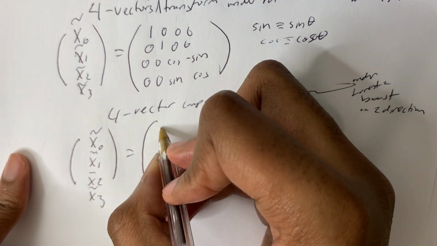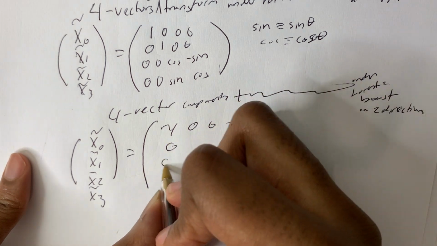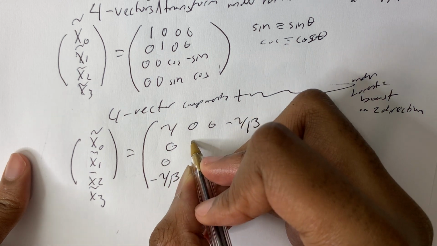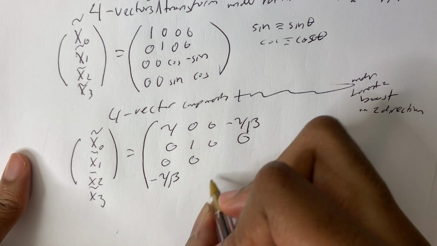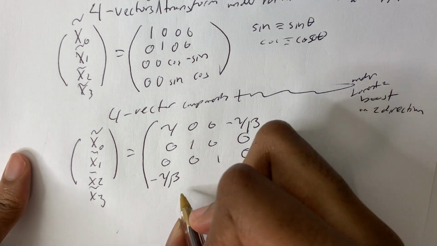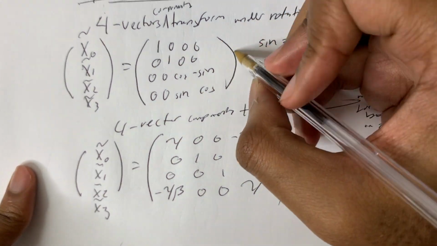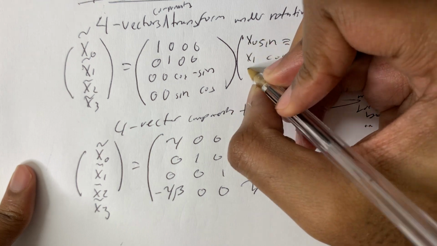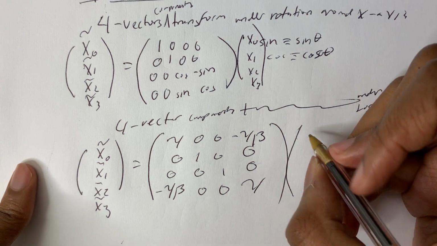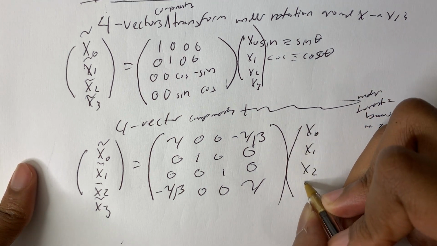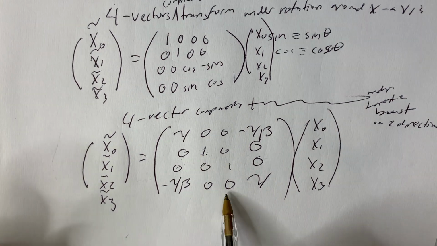The matrix is going to be gamma 0 0 minus gamma beta, 0 0 minus gamma beta 1 0 0, 0 0 0 1 0, and then 0 0 gamma. Oops, I forgot to multiply this by x naught, x1, x2, x3. It should be multiplied by that, the original 4 vector components. And this is how they transform under a Lorentz boost.